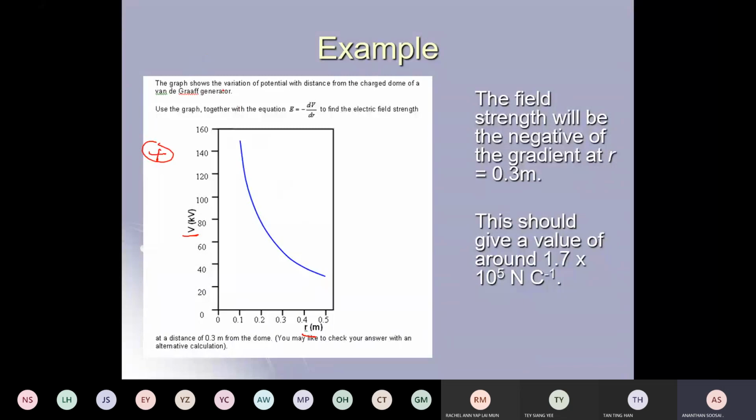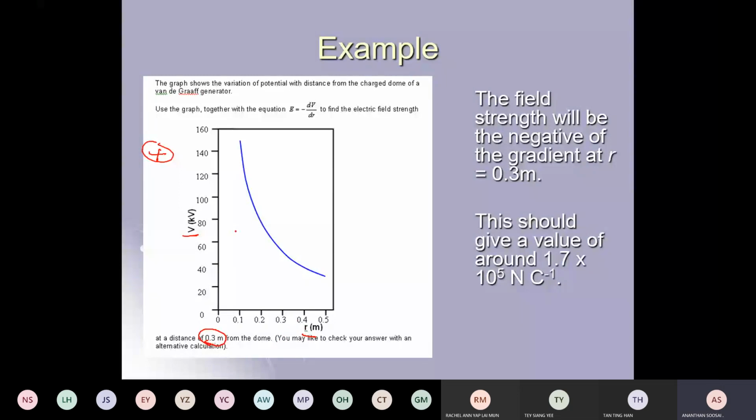So they're asking, the graph shows a variation of potential difference from a charge dome of a Van de Graaff generator. Use the graph together with E equals negative dV/dr to find the electric field strength. At which point? At 0.3 meter. At 0.3 meter, what is the electric field strength? So in exam, if they ask like this, what should you do?